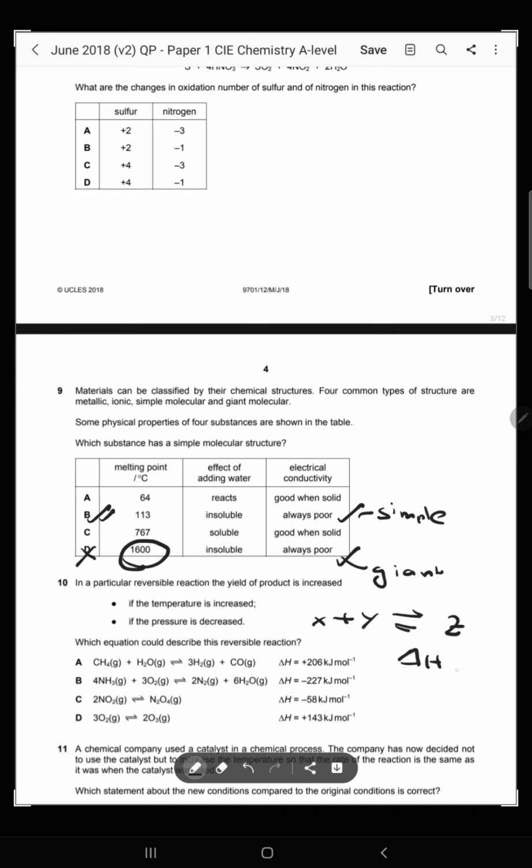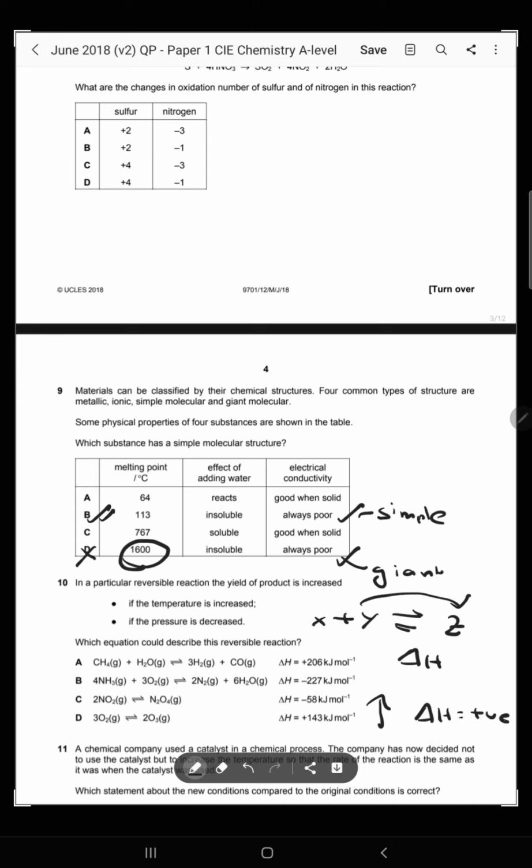When the temperature is decreased, the reaction moves towards the exothermic direction. When the temperature is increased, the reaction moves towards the endothermic direction. So here, the temperature is increased, and the yield of product increases, so the reaction has to move to the right. So the forward direction has to be endothermic, so del H must be positive.